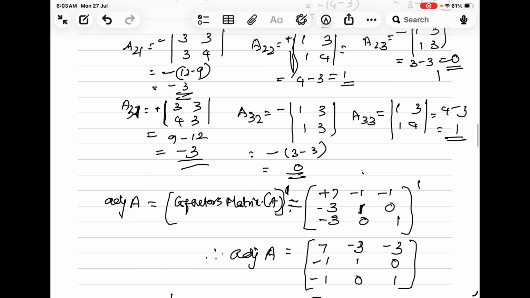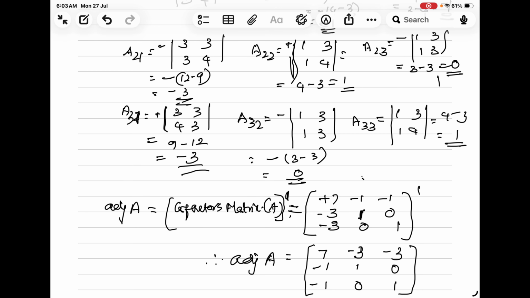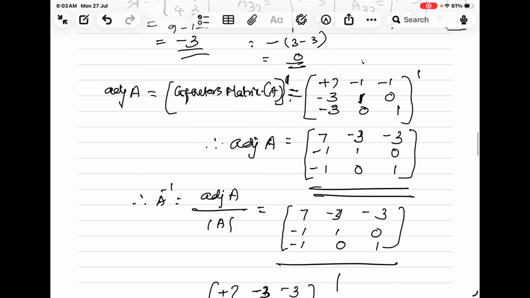Then adjoint A is the cofactors matrix transpose. First we write the cofactors matrix A11, A12, A13, A21, A22, A23, A31, A32, A33 as the matrix 7, negative 1, negative 1, negative 3, 1, 0, negative 3, 0, 1, whole transpose. Transpose means interchange the rows and columns. So adjoint A equals, in this matrix, interchange the rows and columns: 7, negative 3, negative 3, negative 1, 1, 0, negative 1, 0, 1. Either you can interchange the rows to columns or columns to rows.